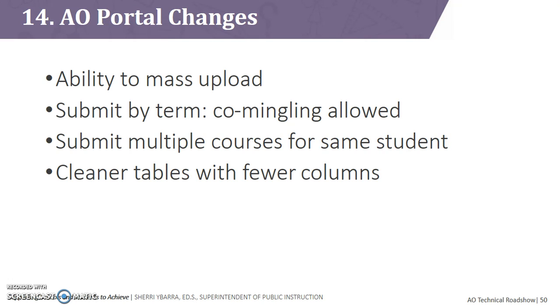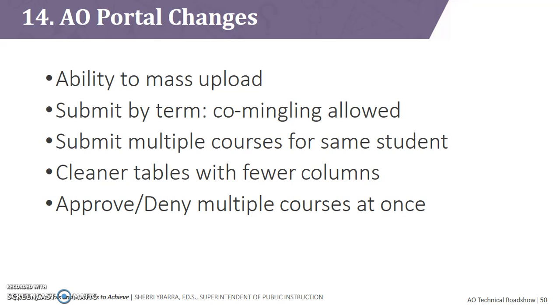We have gone through the entire portal and also cleaned out some of the tables, put in fewer columns so that it's much easier to navigate. Those of you that spend a lot of time in the portal probably are better off exporting things to a CSV file, and then work in it as an Excel spreadsheet and use the filters that way. But those of you that go in there just a few times a year, the tables will be easier now to navigate. You have the ability to approve and deny multiple courses at once.